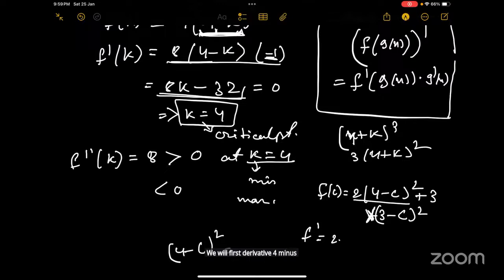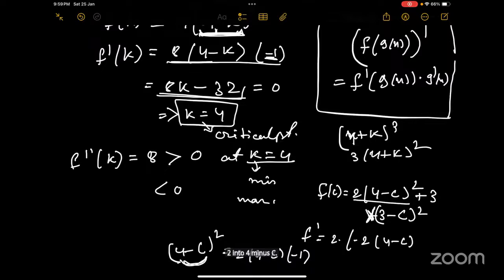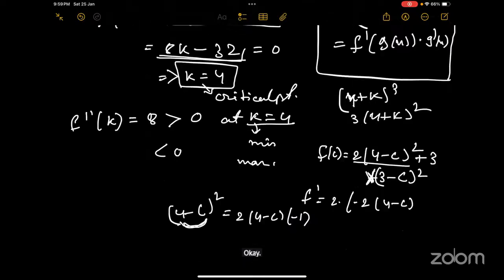So the derivative of this will be 2 into 4 minus c. Then again we have to differentiate the inside, so for this we will get minus 1. So we will get minus 2 into 4 minus c. And then plus 3 into, again 2 will be here, and then 3 minus c into minus 1. Right?